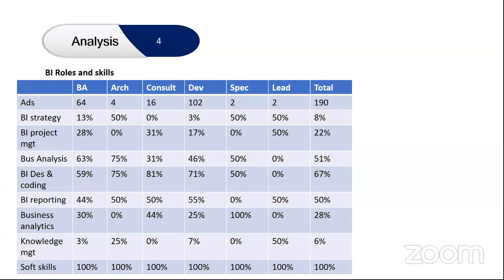Now this is just a match of BI roles against the skills that were required. 6 BI roles were identified in the job advertisements, these being business analyst, BI architect, BI consultant, BI developer, BI specialist, and BI team lead. BI developers and business analysts were the most commonly mentioned roles.